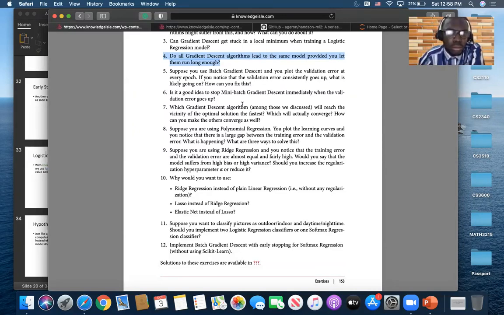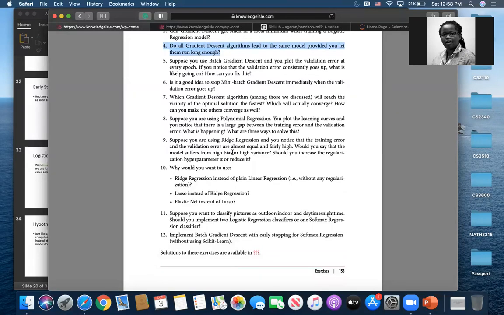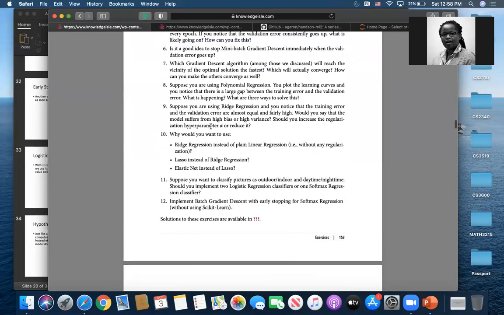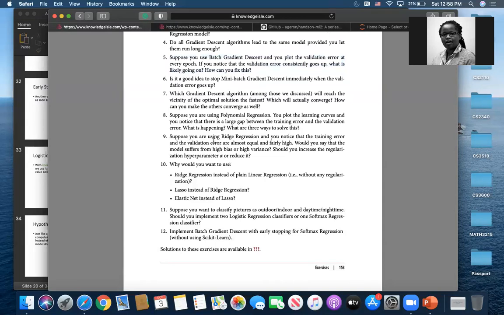And then, suppose you use batch gradient descent and you plot the validation error at every epoch. You notice that the validation error consistently goes up. What goes on? So you're either choosing a big learning rate, so you're not coming down the hill very regularly, or you're overfitting the data. So you need to have early stopping. So you either need to adjust your learning rate, have early stopping, or add more data. And that's actually for underfitting, not overfitting. Overfitting, adding more data will not help. Like adding more test exams is not going to help.